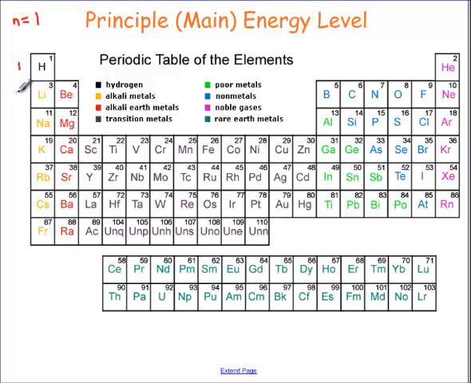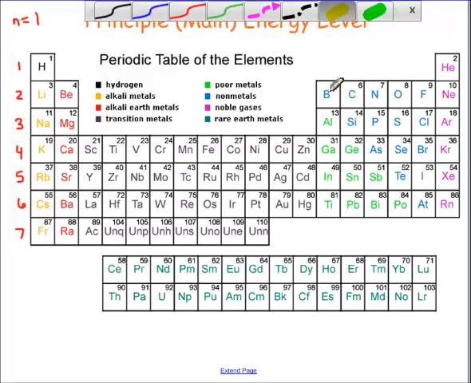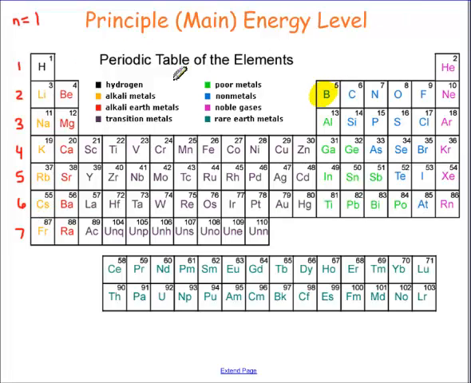and on your periodic table, the principal quantum number correlates to what period we are referring to in the periodic table. So if you wrote those in, those are the principal quantum numbers or the energy levels. So for example, boron exists in the second energy level. Calcium exists in the fourth energy level.